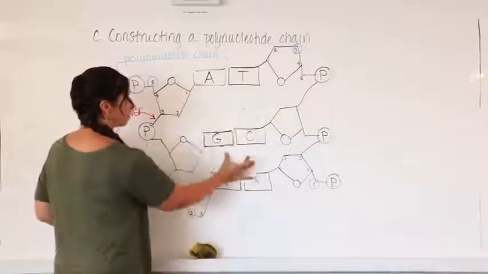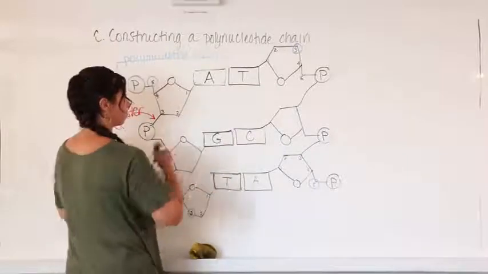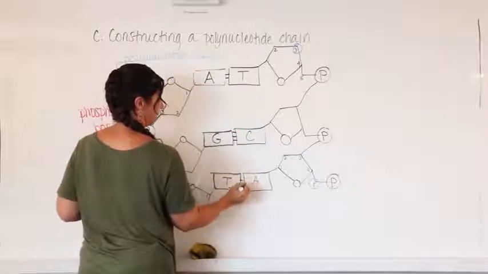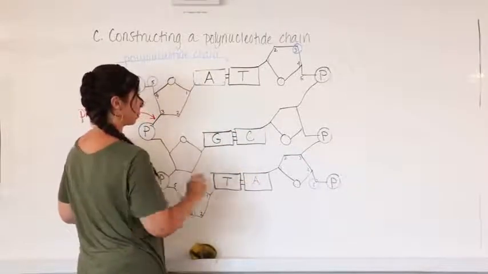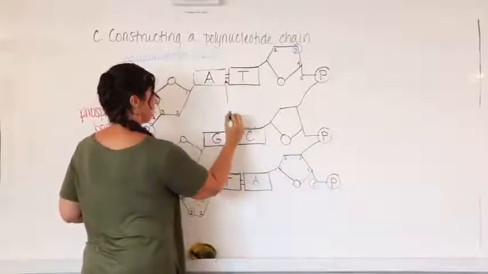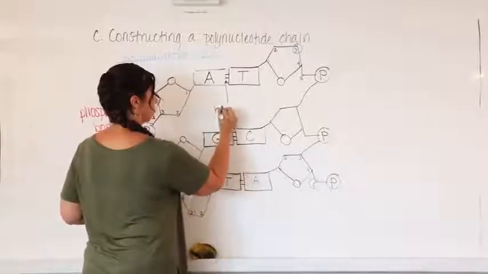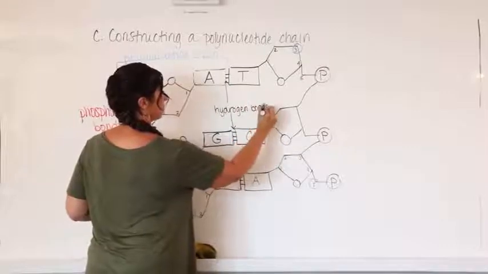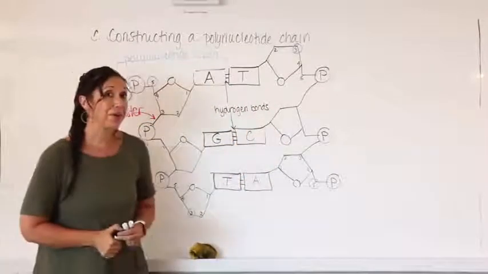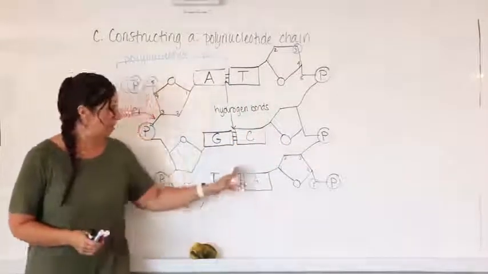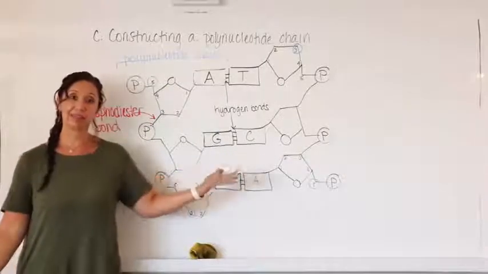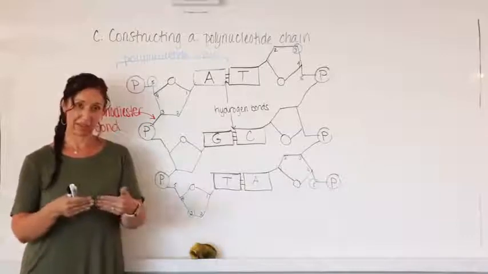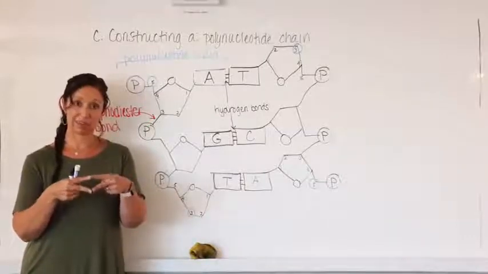The way these bases connect together is with hydrogen bonds. So you have hydrogen bonds between your A's and your T's and your G's and your C's. So these guys right here, these are hydrogen bonds. Now if you notice, I only put 2 hydrogen bonds between A and T and 3 between G and C, because that's actually how many hydrogen bonds there are between those bases. G's and C's have 3, A's and T's have 2.